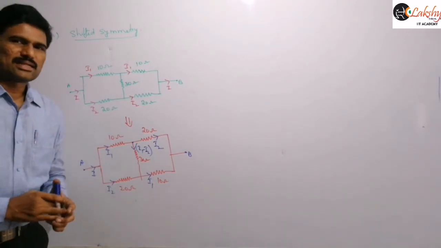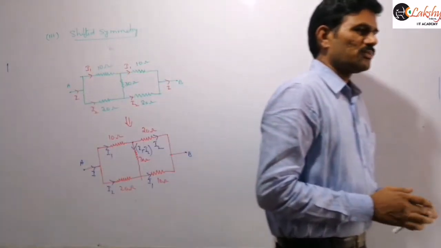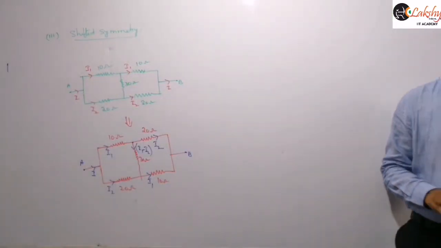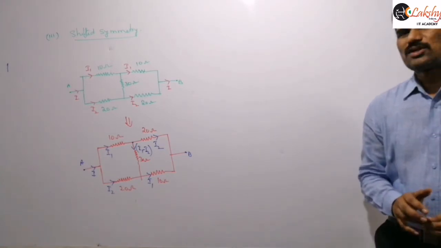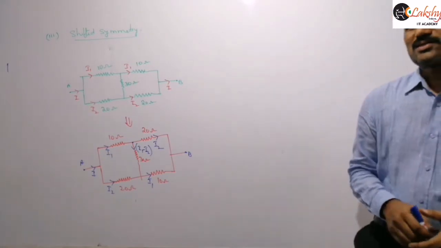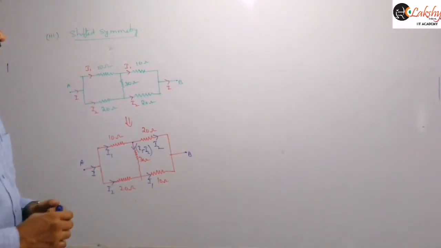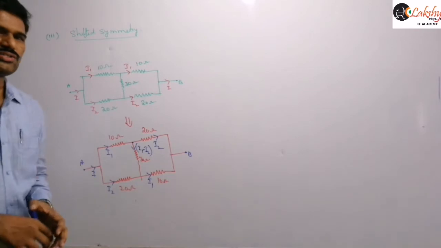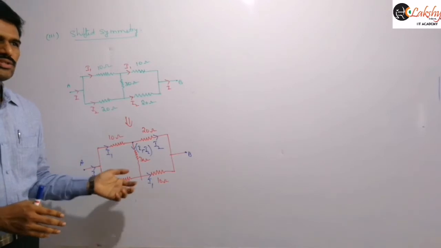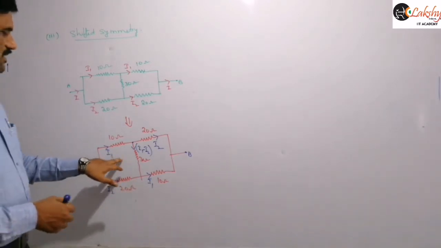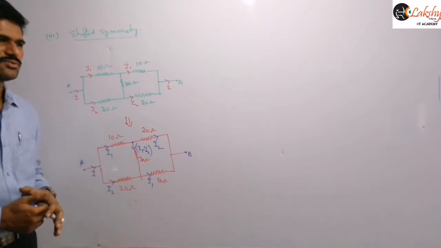Now let us assume that the 10 ohm and 20 ohm resistors on the right side of the circuit are interchanged, such that the resulting circuit is as shown. Now draw the second circuit.